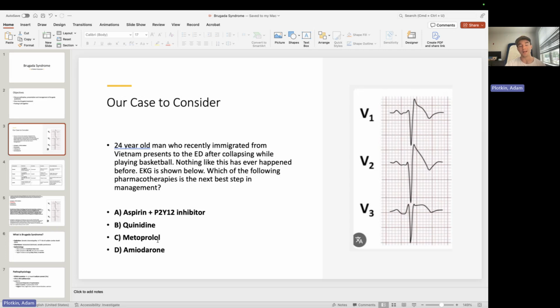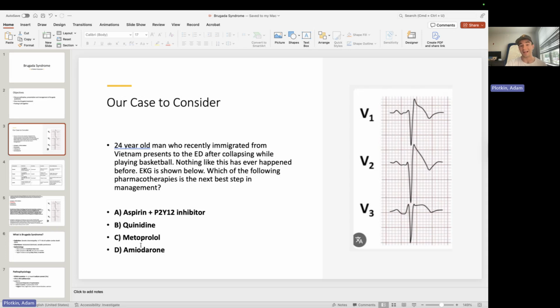When I think about metoprolol, metoprolol is a class 2 antiarrhythmic, great option for AFib, right? It's a great option for rate control in AFib. This patient's not in AFib, okay? I didn't even show you enough of a rhythm strip to think about AFib, right? I only gave you one beat, one atrial and one ventricular contraction from V1, V2, V3, so we can't even see what the underlying rhythm is here.